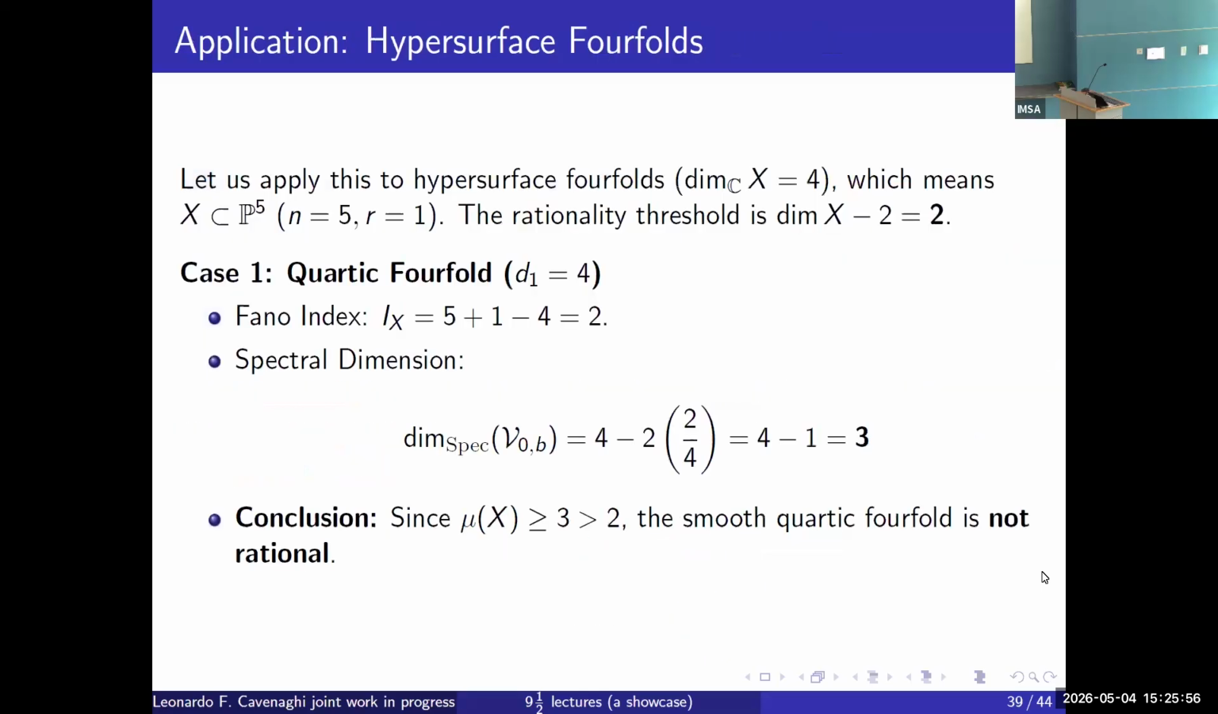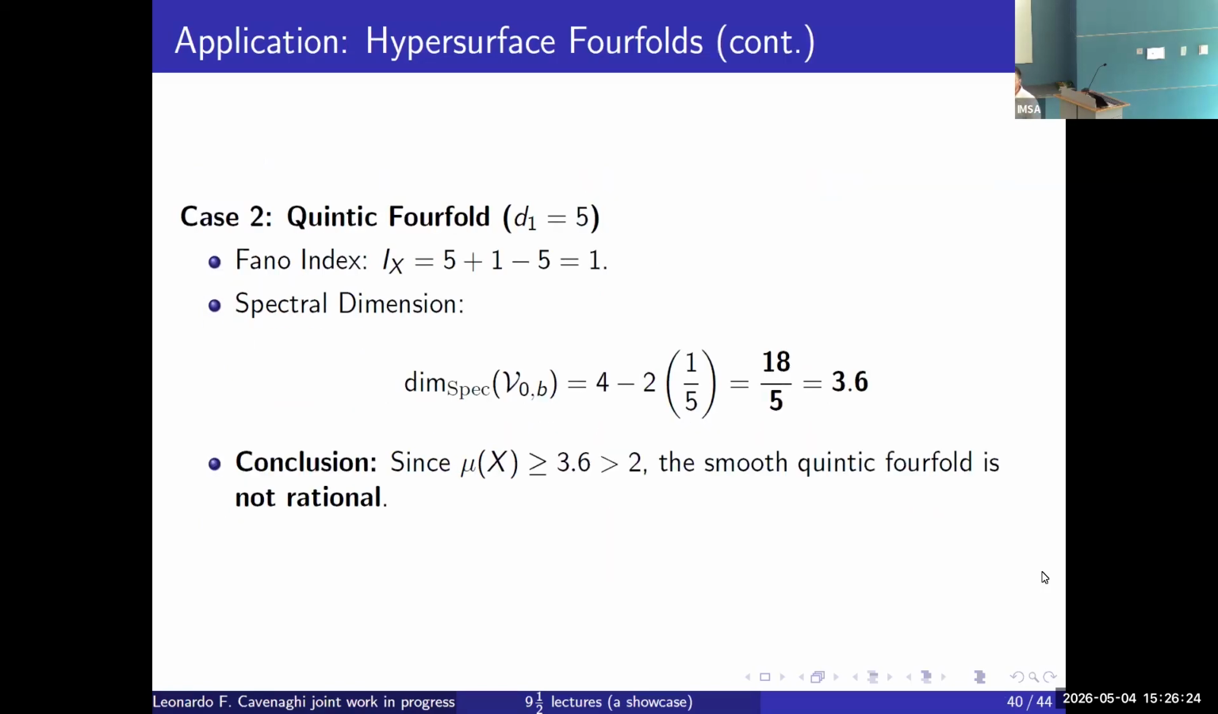Let's see an application now. You pick a quartic fourfold, Fano index 2. You just plug in the formula. This is 3. For a fourfold, 4 minus 2 is 2. Because 3 is greater than 2, it's non-rational. You start to operate in many examples, like this, out of arithmetic. Another example, a 4-fold, Fano index 1, spectral dimension 3.6. 4 minus 2 is 2. Non-rational.